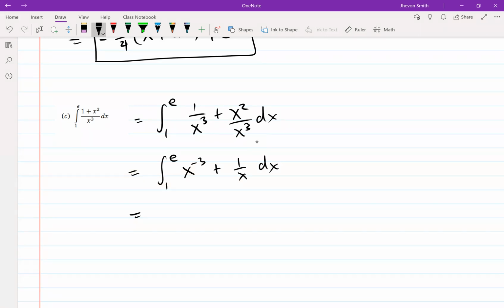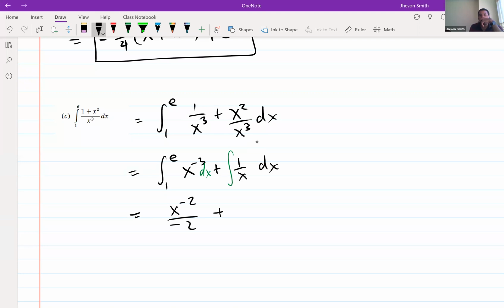I would separate the two, like integral from e to 1 of x to the negative third plus integral of. It's not necessary to actually write that out, but yes, you can imagine just doing these separately. And then the integral of x to the negative 3 is x to the negative 3 plus 1 over negative 3 plus 1, and then bracket from e to 1.